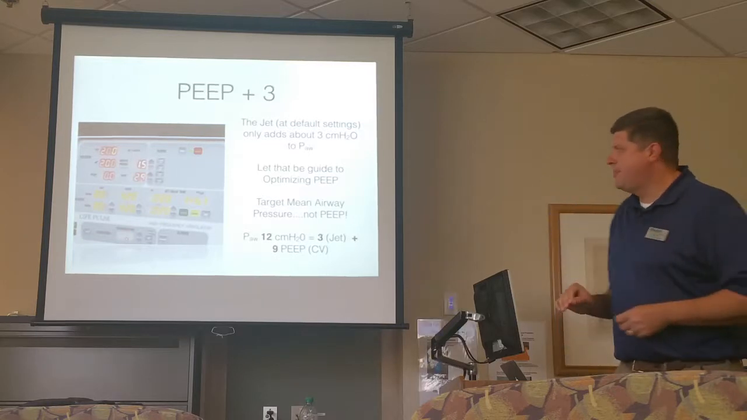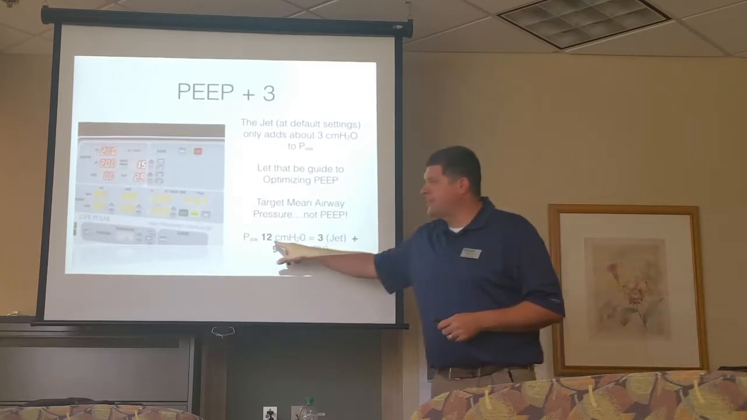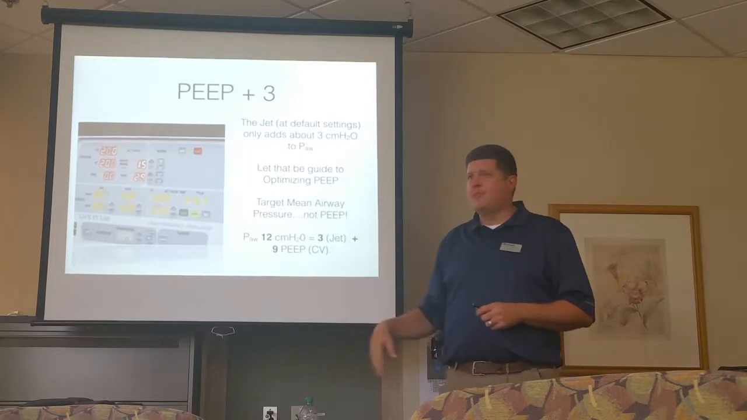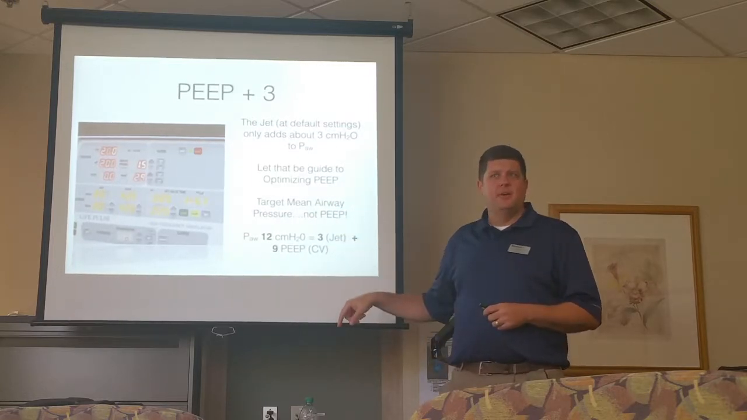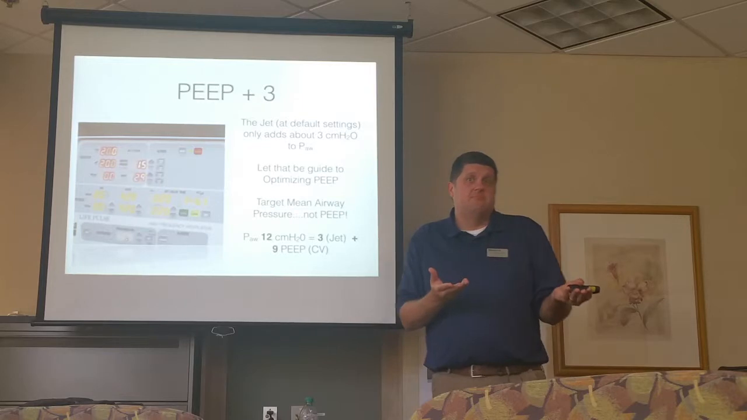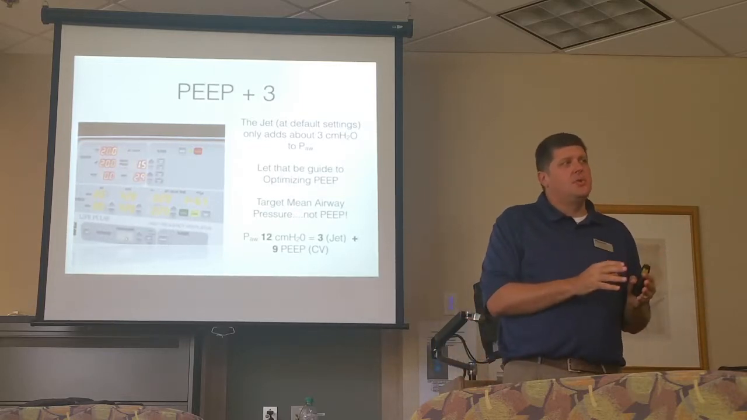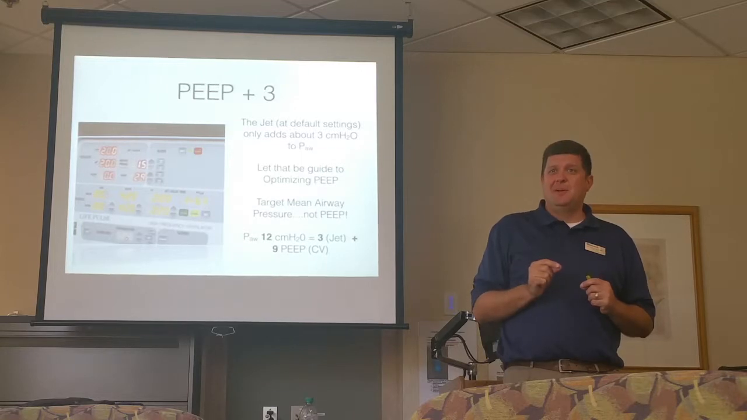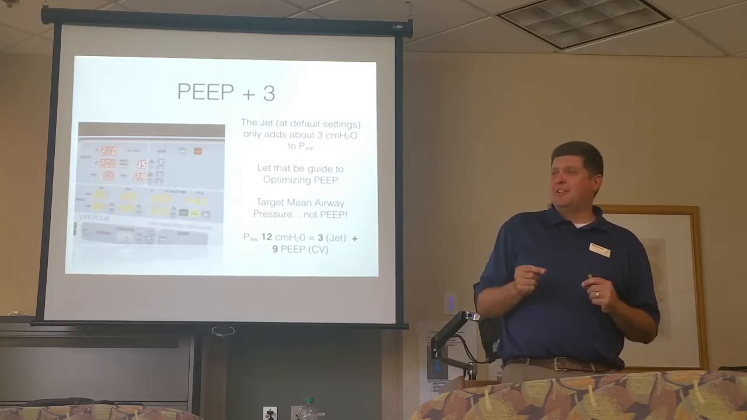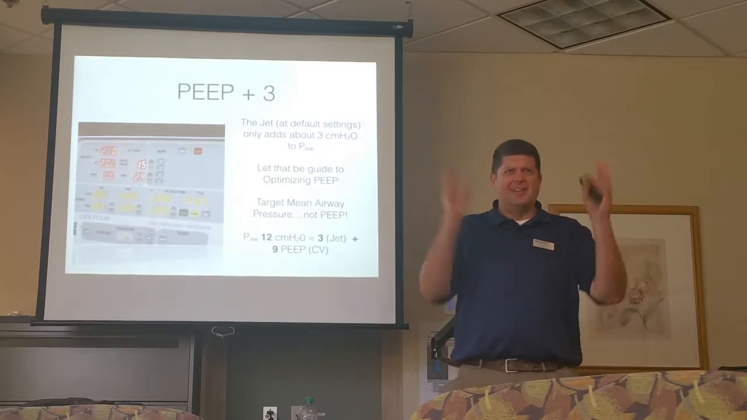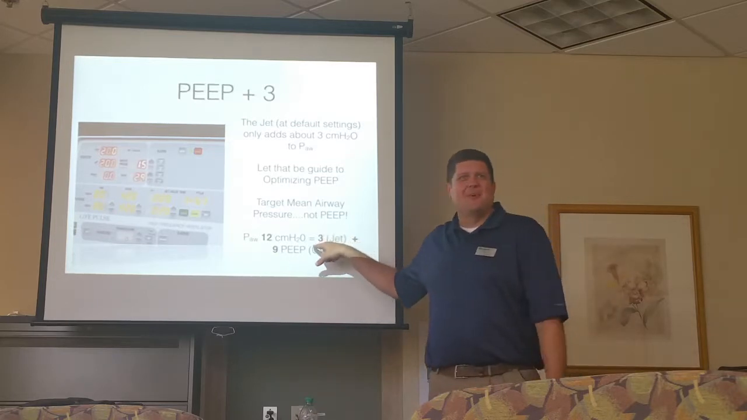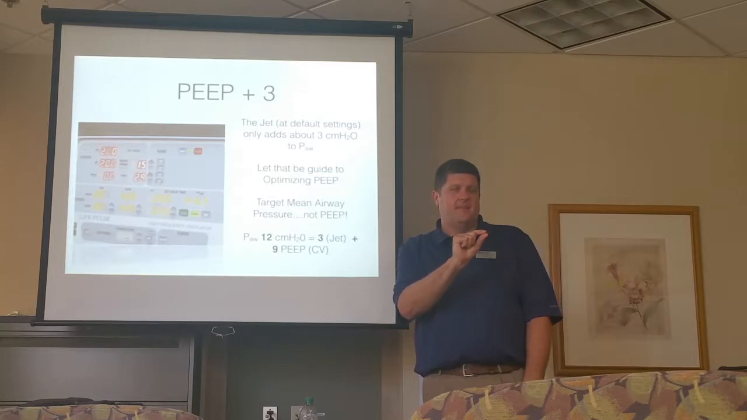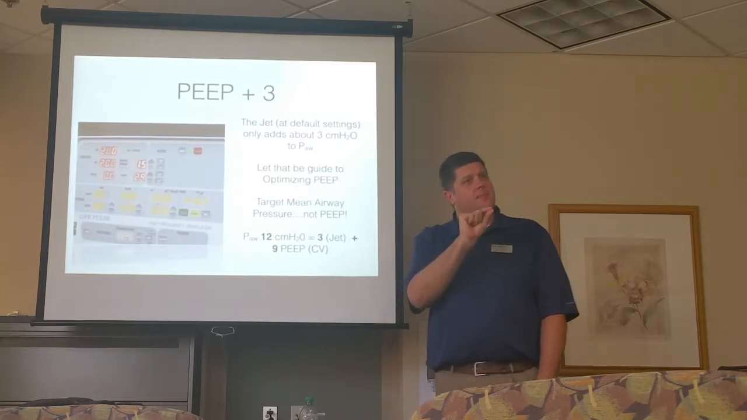So for my little example here, my baby likes a mean airway pressure of 12. The jet, just running by itself, only puts in 3 of that 12. So that means my PEEP will be about 9. Okay, that's how you optimize PEEP. It's really optimizing mean airway pressure. Remember what we said earlier about how the jet doesn't oxygenate? No, it doesn't oxygenate. It only puts in 3. Of course not, right? But it does put in a little bit. Okay, so target mean airway pressures.